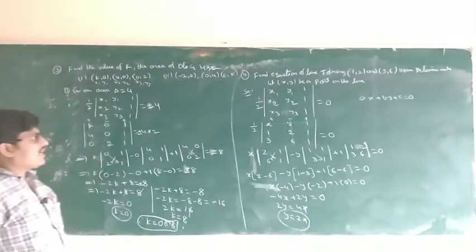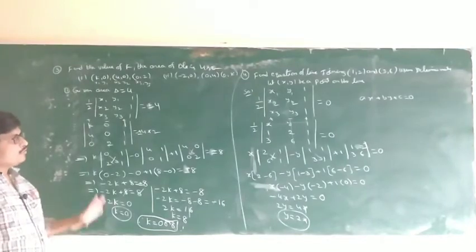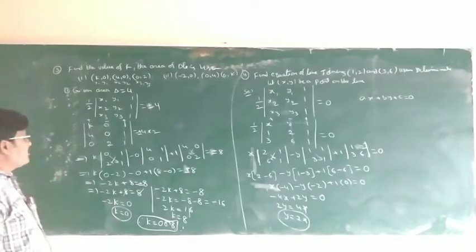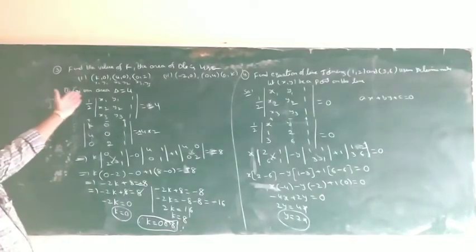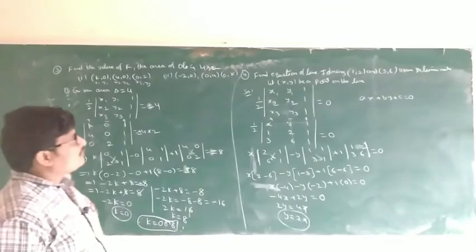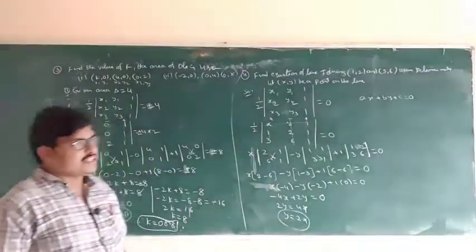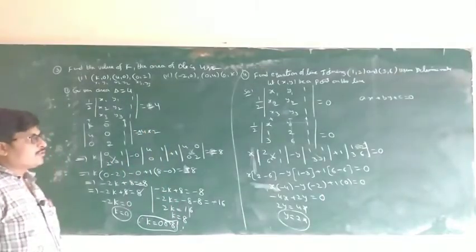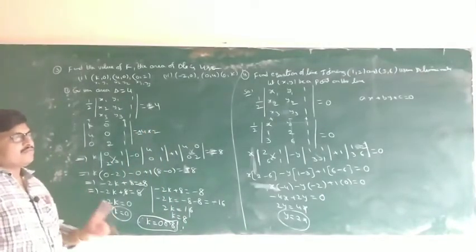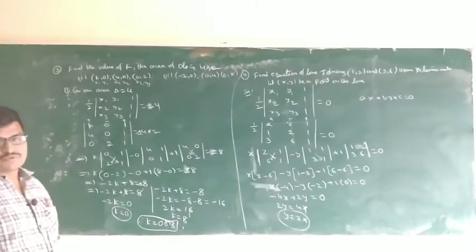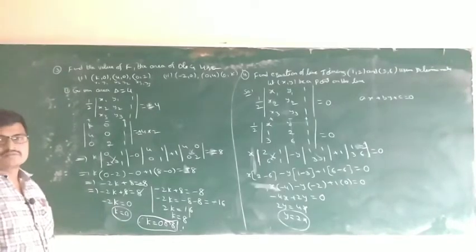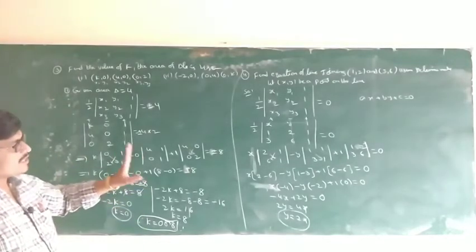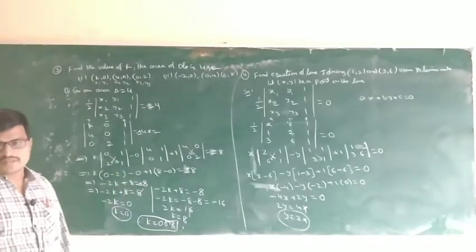So for the area of the triangle, how many types of problems are there? Four types. First, direct area, where three points are given. Second, the points are collinear. Third, find the value of k. And fourth, find the equation of a line joining the points. These four types are important, and one type will be given in your examination. A 2-marks question is compulsory, 100%. Simple. The four methods depend on the determinant of a 3 by 3 matrix. Okay, thank you.